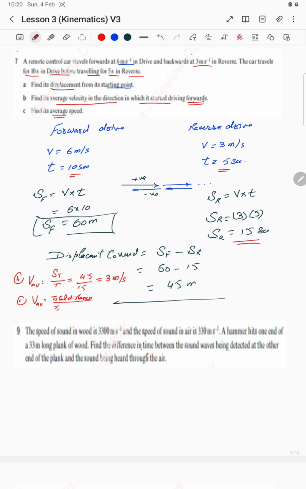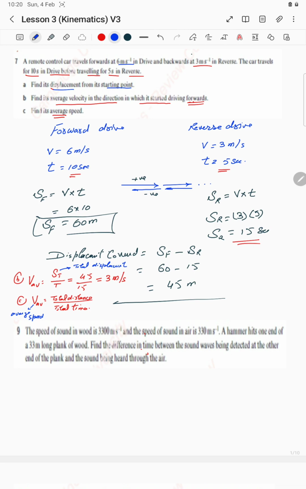Guys, you need to be very careful with these two, B and C. In the first, he asks about the average velocity. So average velocity is total displacement divided by total time. This represents total displacement because it's a vector quantity, divided by total time. But average speed will be total distance divided by total time.